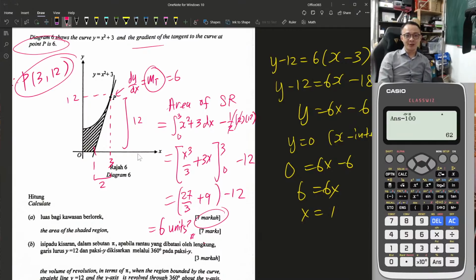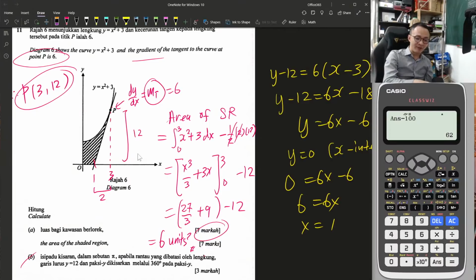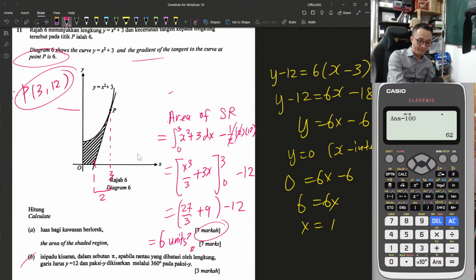So, okay, I hope you get the idea. Then we go to part B. The volume of the revolution in terms of pi, when the region bounded by the curve and y equals 12. I need to add one line here, which is y equals 12. This line is y equals 12.